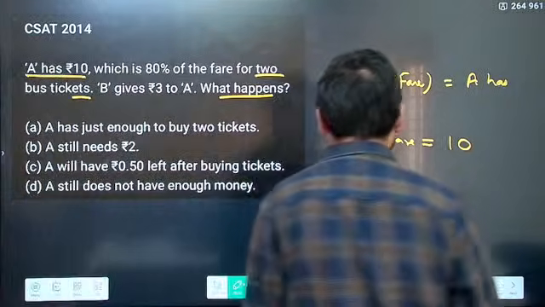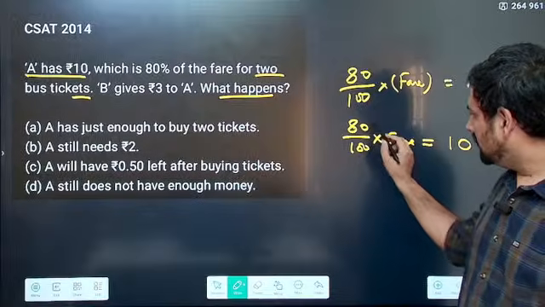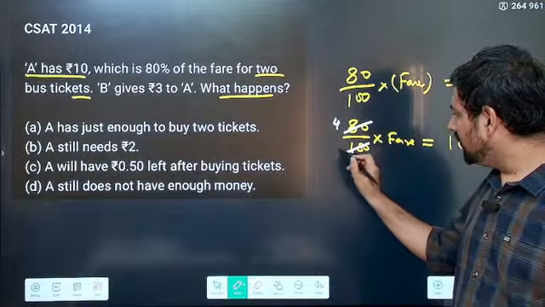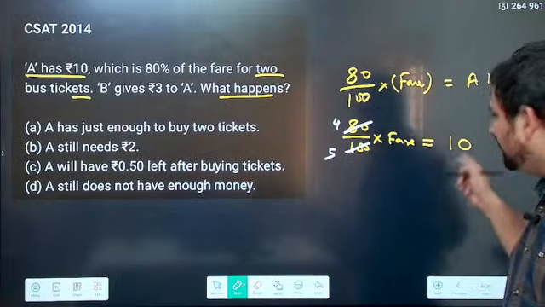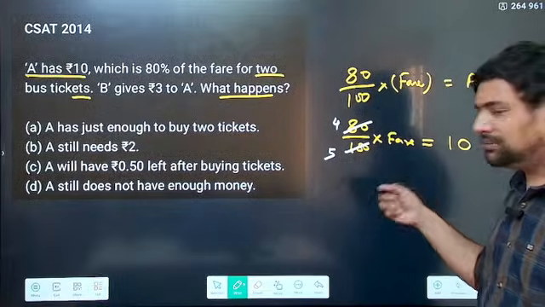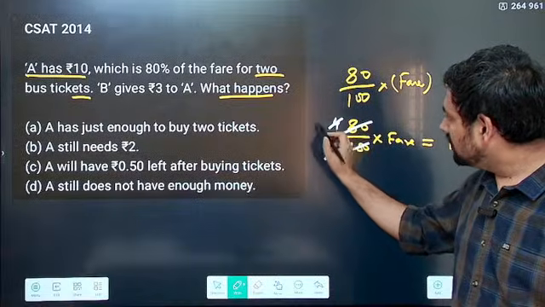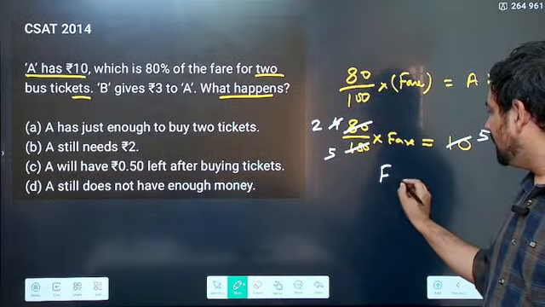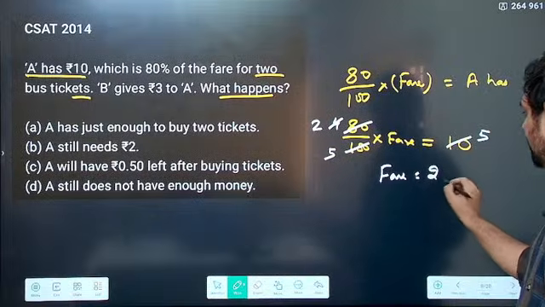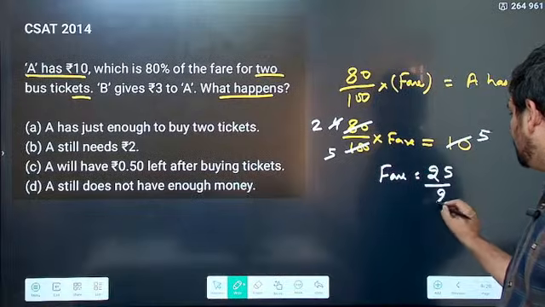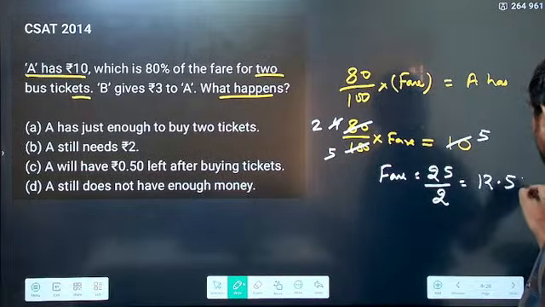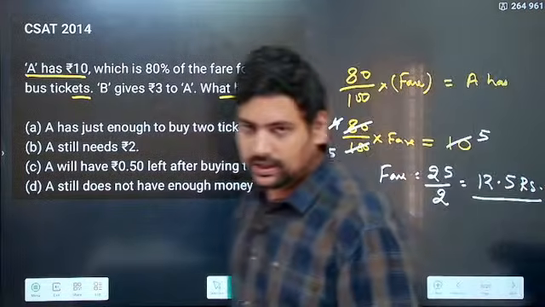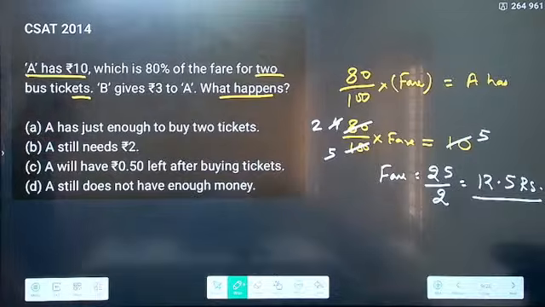What is the fare? How many times does this go? This goes 4 times, correct, by 20. This goes 5 times. I can send it there, or I can cancel it one more time. Let's say this goes 2 times and this becomes 5. Then fare is equal to what? 5 into 5 is 25. 25 by 2. This comes out to be 12.5 rupees. Okay. So basically the fare is 12.5 rupees.